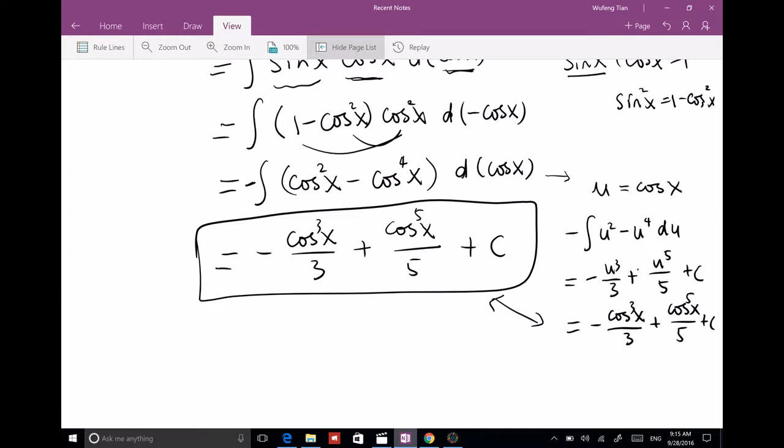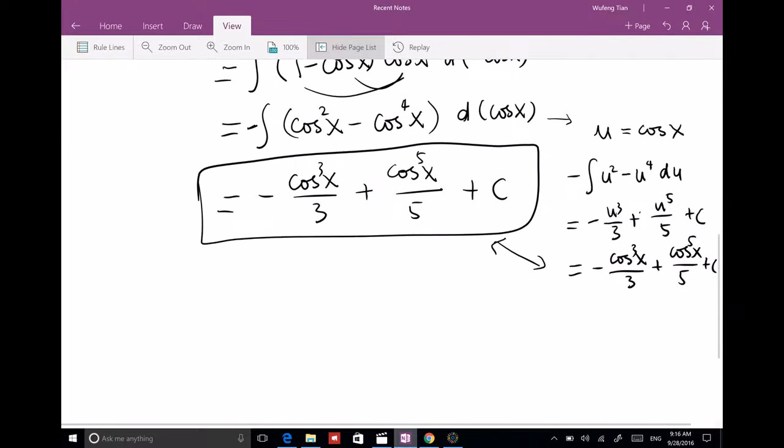If you are familiar with this integration, you don't have to change anything. Does that make sense, everyone? Great. So this is what we do when the sine power is an odd number.